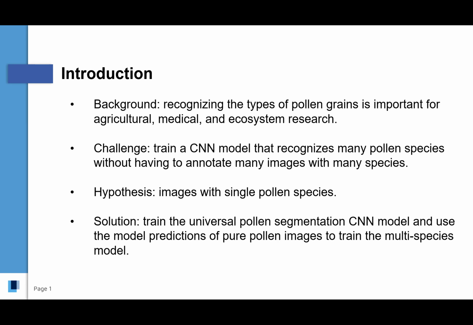Recognizing the types of pollen grains is important for agricultural, medical, and ecosystem research, because annotating pollen mixtures is time-consuming and requires considerable recognition expertise. We hope to train a CNN model that recognizes many pollen species without having to annotate many images with many species. In our work, a method is proposed to learn how to segment individual pollen species in pollen mixtures based on a large dataset composed of images with single pollen species.